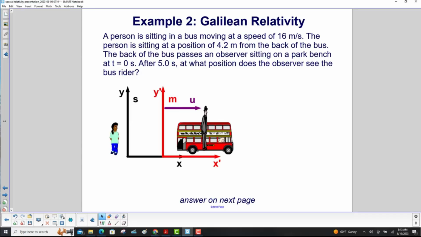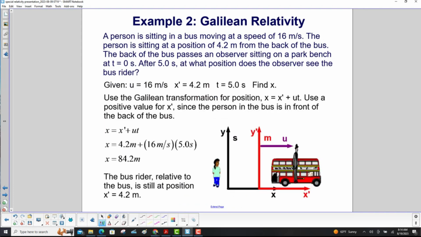Example 2. A person is sitting in a bus moving at a speed of 16 meters per second. The person is sitting in a position of 4.2 meters from the back of the bus. All right, so this distance here, according to the person, is 4.2 meters from the back. The back of the bus passes an observer sitting on a park bench at t equals 0 seconds. After 5 seconds, at what position does the observer see the bus rider?